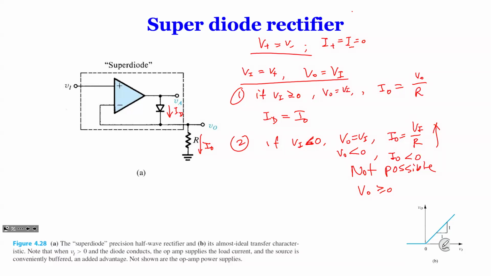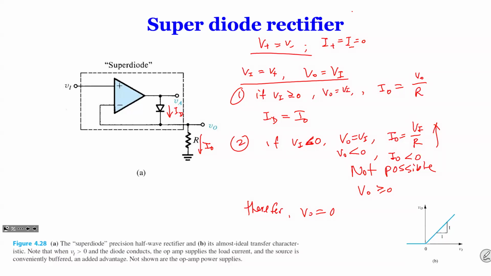So therefore, how much is VO? VO equal to 0. So VO is 0. So when input is negative, VO is 0. And therefore, there's no circuit, no current, no voltage output. Yeah, so everything works perfectly fine. So that's why we call this a super diode, because when input is positive, you got 100% of input going to your load. When input is negative, nothing goes through.